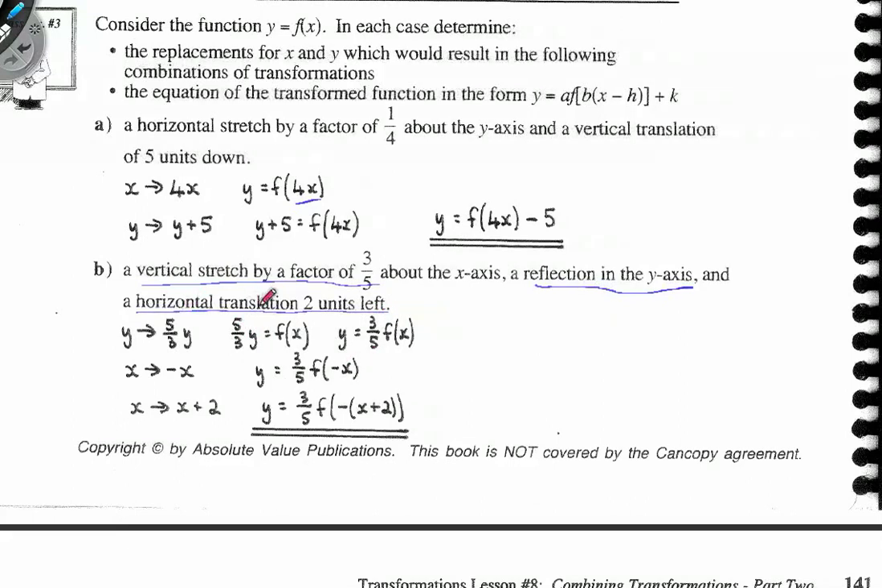And finally, horizontal translation 2 units left. So that would be x goes to x plus 2. So it's the x that gets replaced. Be careful. Not negative x. So negative stays where it is, as you can see, and x becomes this x plus 2. Okay, we can actually take those inner brackets out and just read this as f of negative x minus 2 if you want. So that could read, if you like, 3/5 f of negative x minus 2. Same thing.